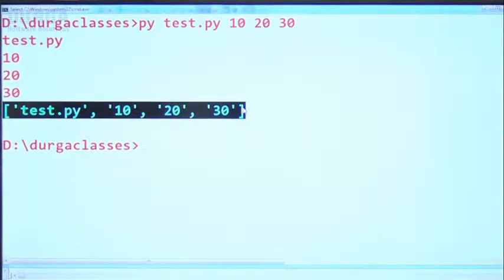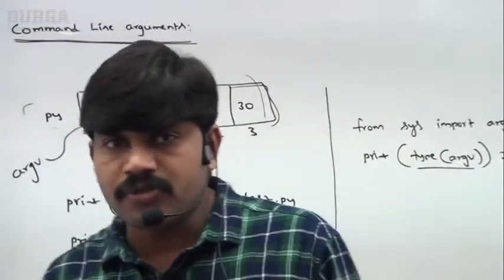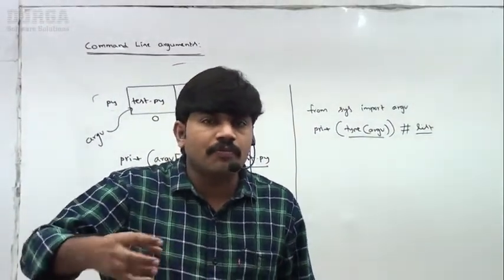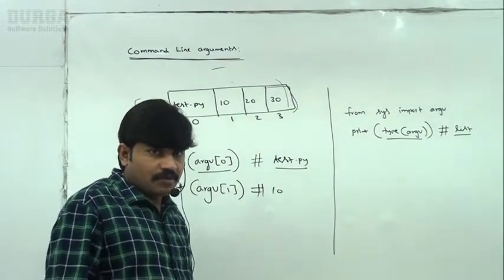In this list, what is the first value? The first value itself is the name of the file. Next, the second, third, fourth, like this we have. Clear for all of you, right? So from this discussion, you should be aware what command line arguments are, how you can pass command line arguments, and next, how you can read command line arguments.